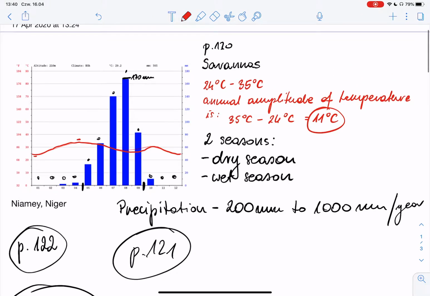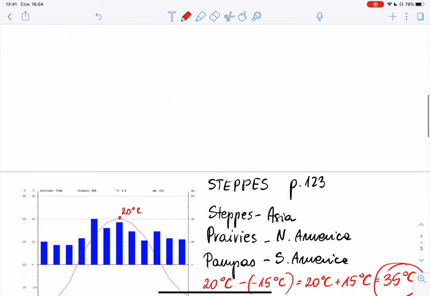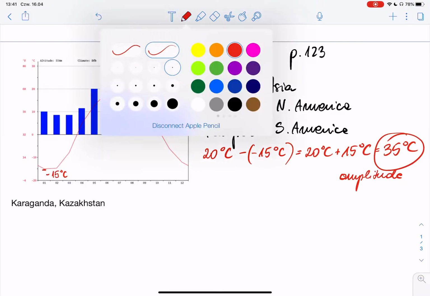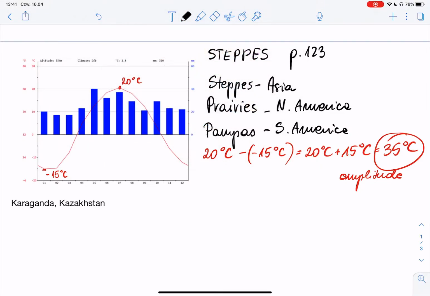While in savannas, it's only 11 degrees. This means that basically the climate is really continental.